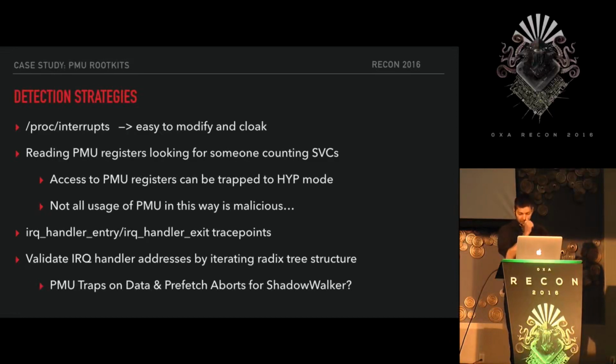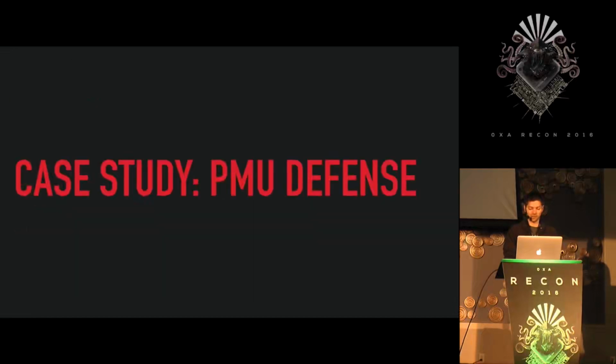But if you're familiar with Shadow Walker, you might be able to do interesting things by trapping data or prefetch aborts, so that anytime somebody tried to read memory where our code lives, we could potentially trap that and then serve up bogus data like Shadow Walker did.